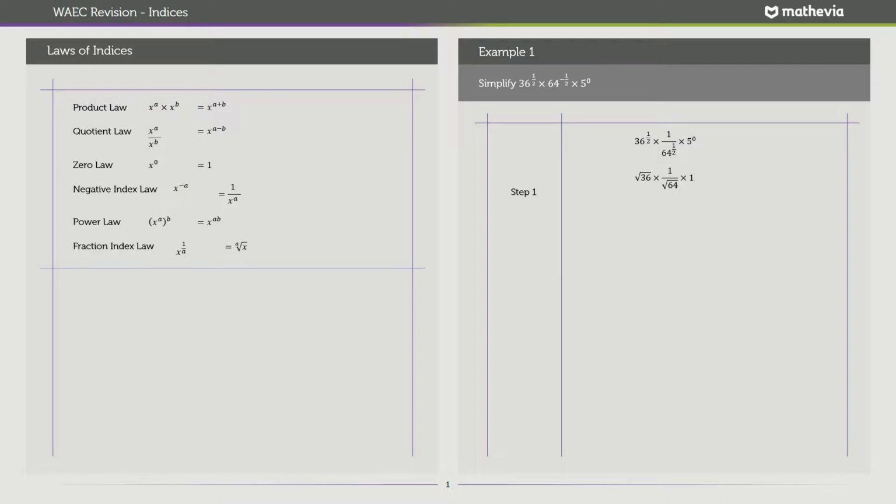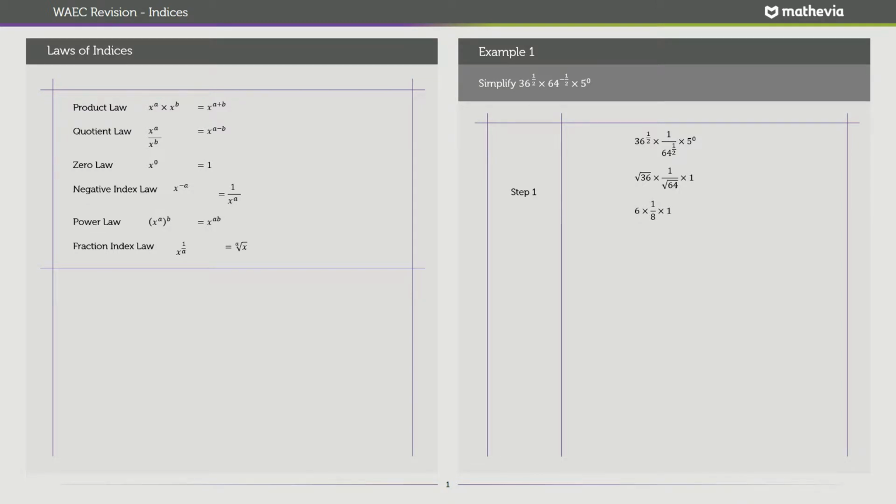So 36 to the power of 1 over 2 means the square root of 36. 64 to the power of 1 over 2 means the square root of 64. And then 5 to the power of 0, we just apply our zero index law there, and what we have is 1.